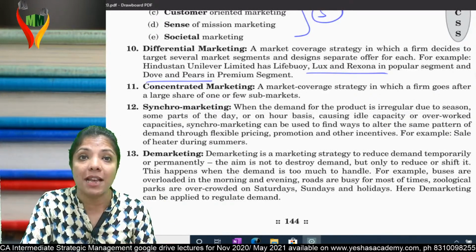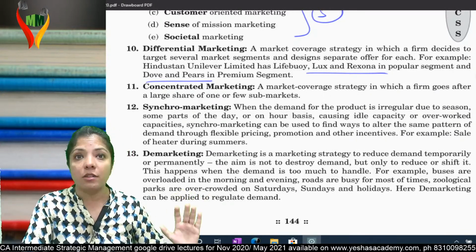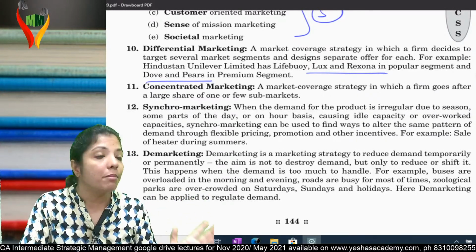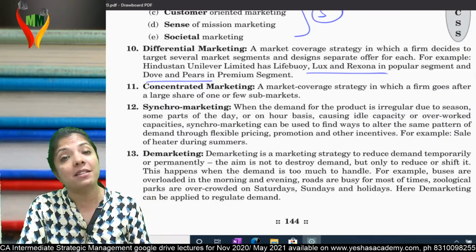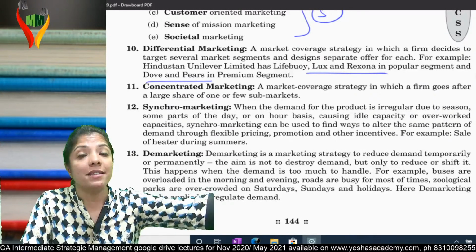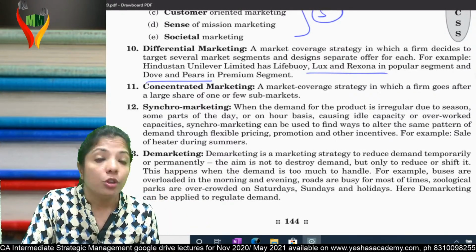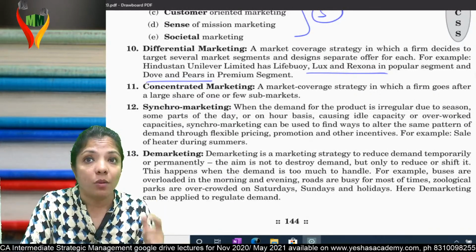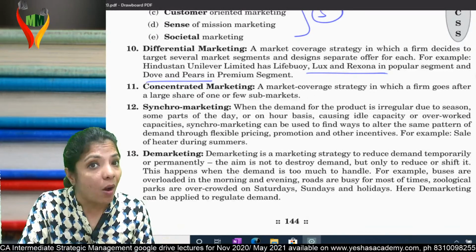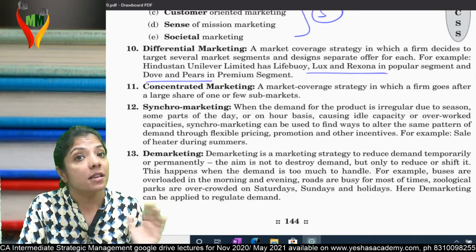You are into a business which has a season. For example, umbrellas and raincoats. So in rainy seasons you have really good business, but in summers and winters you may not have that much business. That means you are into a product which has seasonal business. So during summers and during winters, what are you going to do? You're going to give discount to create demand. This type of marketing is called synchro marketing.